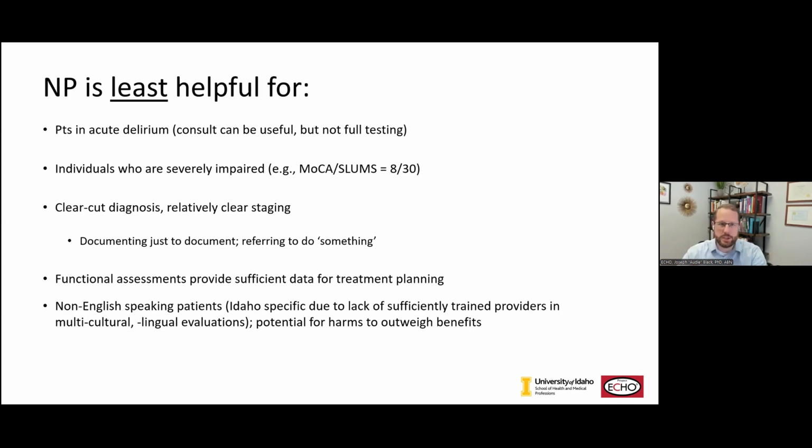And that's a longer discussion we can have if you want in FAQ. But I would argue in those cases, I would really be cautious about referring for neuropsych unless there's a very, very clear need. Go to the next slide.